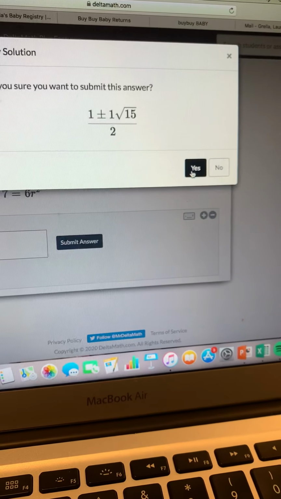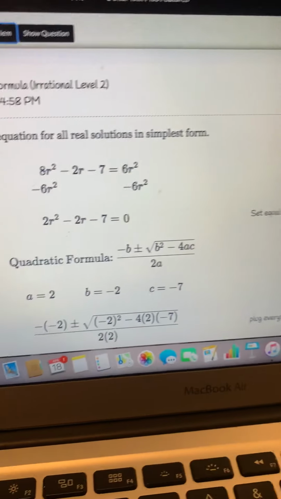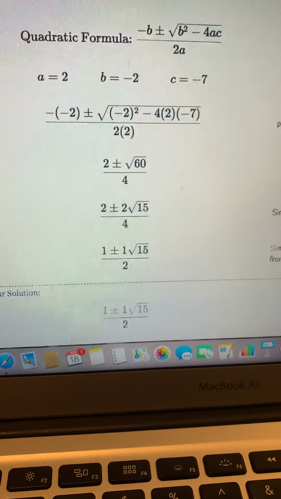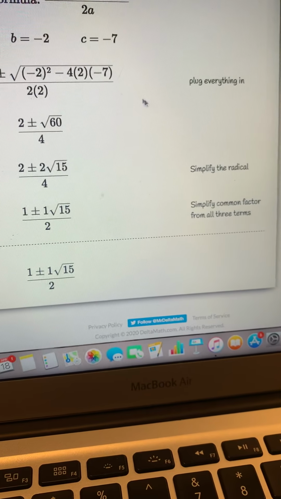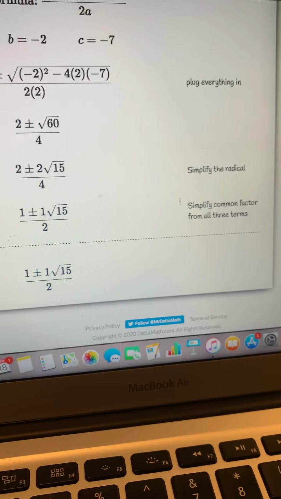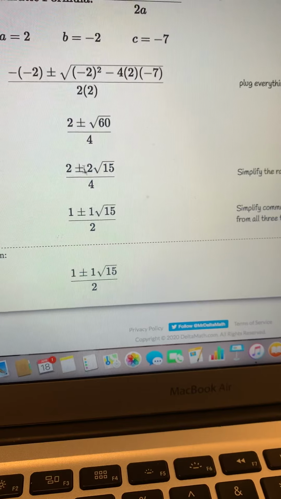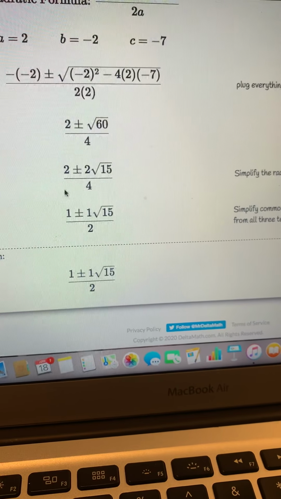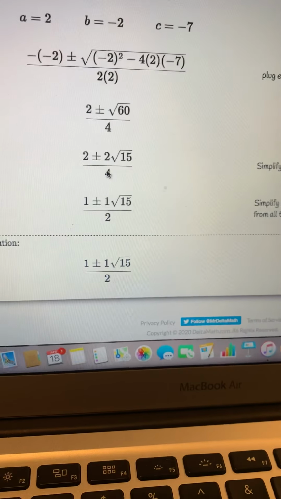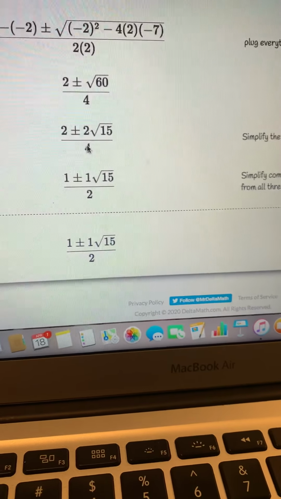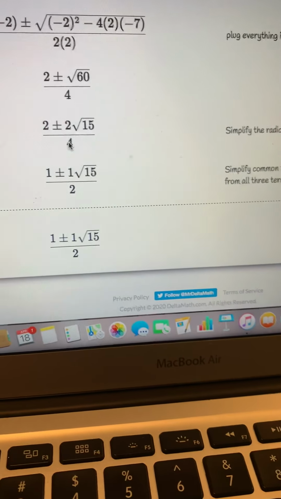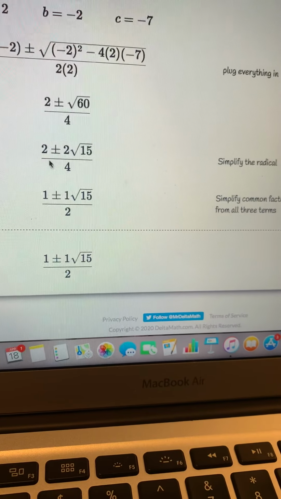I do want to submit my answer. There it is. And then I can see, basically, it kind of reviews what we did here. All right, notice how, again, we plug everything in, we simplify the radical, that's the new step, and then we simplify a common factor from all 3 terms. The 2, 2, and 4 all went into 2, so we divided each of them by 2, not the radical, but the other 3 numbers. If there's nothing that goes into those numbers, all 3 of them, other than 1, then that's it, and it would stay the same, because if you divide by 1, it doesn't change it. But here you can divide these by 2, so that's why you would want to simplify it that way.